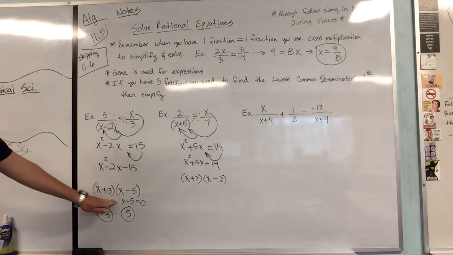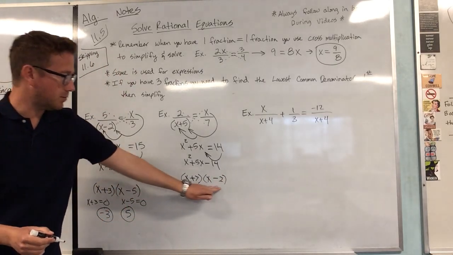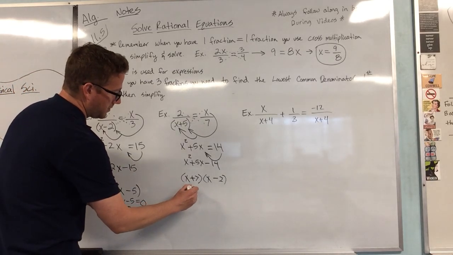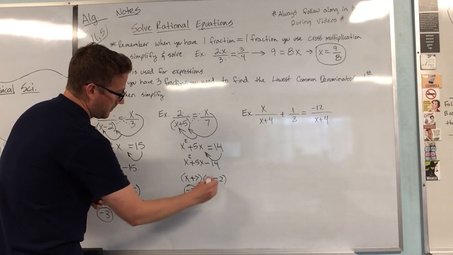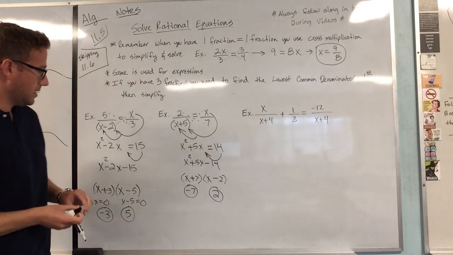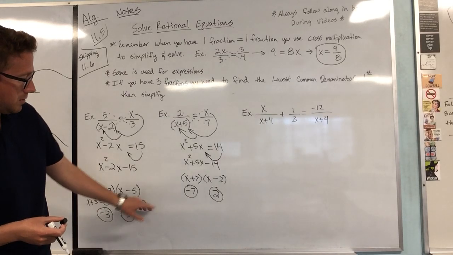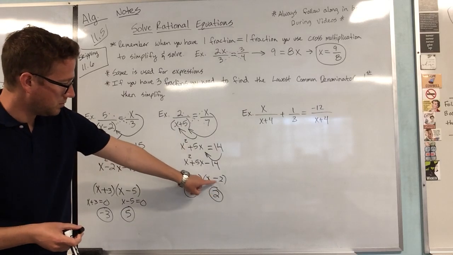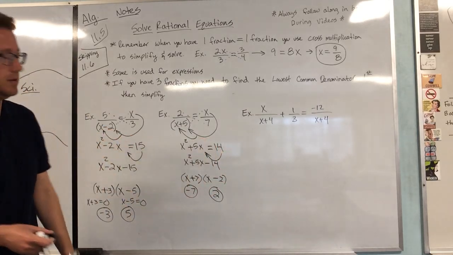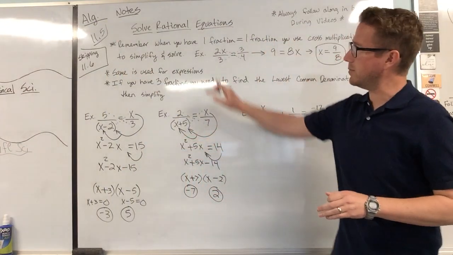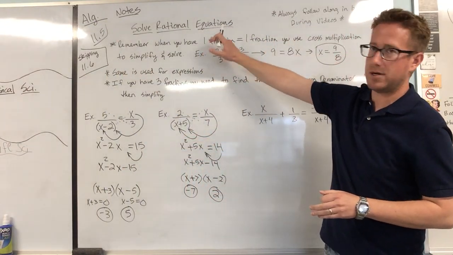And just like we did over here, we're not done yet. We have to solve the parentheses to get the final solution. This one will be negative 7. This one will be a positive 2. Remember how I get that? By setting them equal to 0. Negative 7 plus 7 would be 0, and 2 minus 2 would also be 0. So there's that one. Okay. So these two examples pretty much go with the top concept.